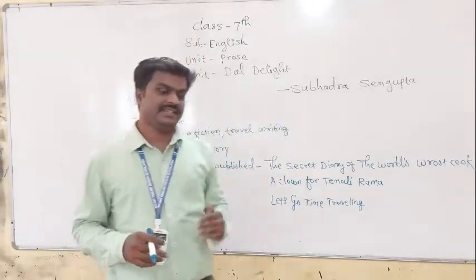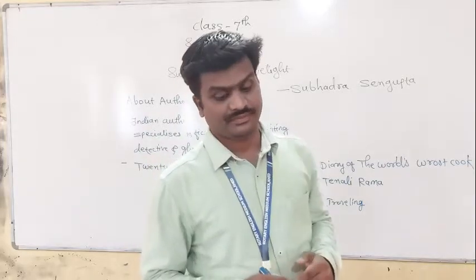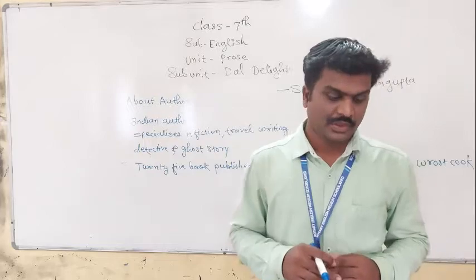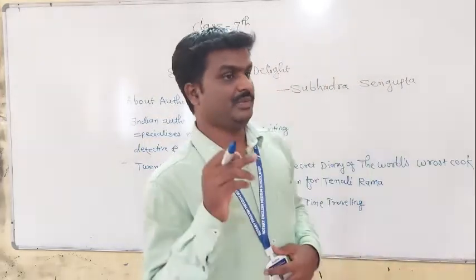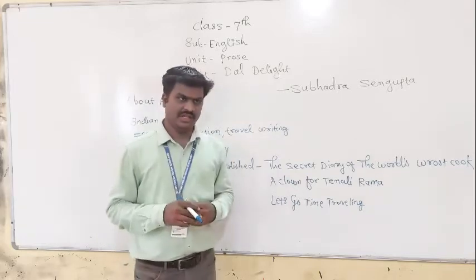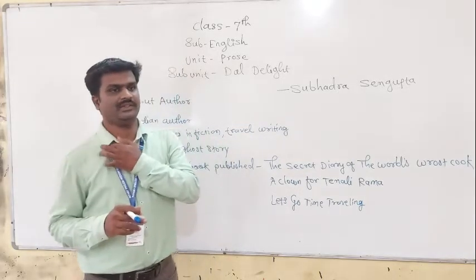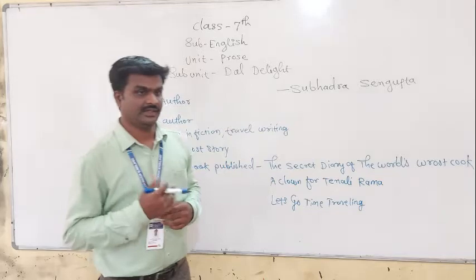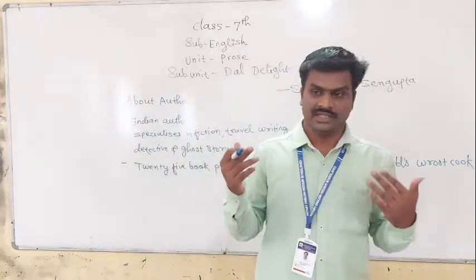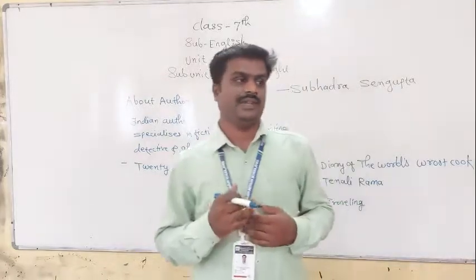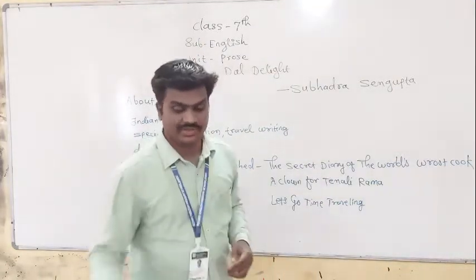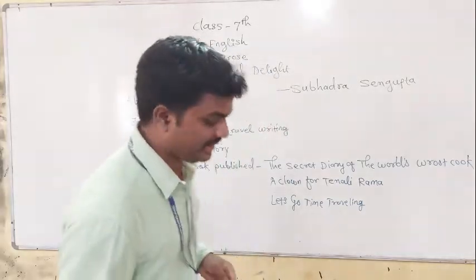Friends, basically it is the story of a well-known cook who was a master in making dal. First of all, I am explaining the synopsis of this story, then I will describe the story shortly, and after that we will discuss in detail what is given in the story. See friends, what had happened there? I am writing the names of the major characters of this story here.